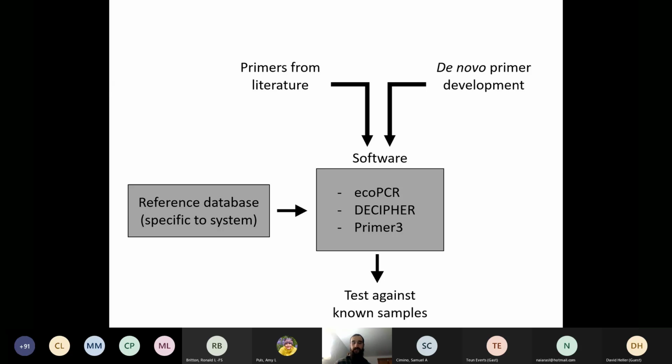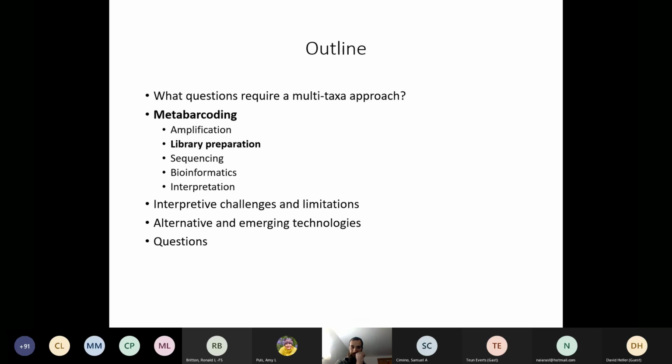And then once you've done this kind of in silico assessment of the primers against this reference database, you'll want to test those primers against known samples. This is probably tissue extracted DNA initially, and then environmental samples from well-described communities to see how well your primers are actually performing.